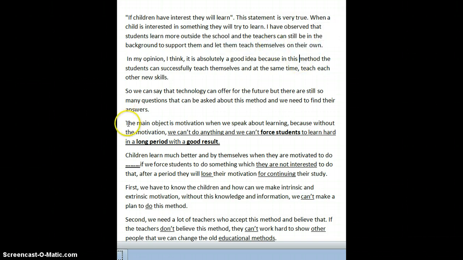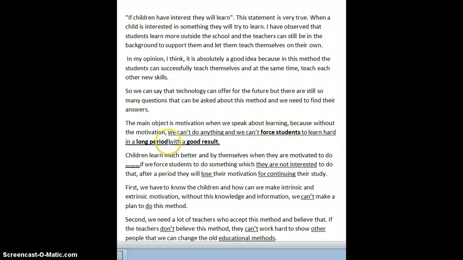Well done. The main object is motivation when we speak about learning, because without the motivation we can't do anything and we can't force students to learn hard in a long period with a good result. This part of the sentence I believe was underlined because first of all of the direction of the apostrophes, which I see have been corrected. Well done. And then if I'm not mistaken, we had another verb here. I think we had the verb impose, and I asked if you could substitute it with a more suitable verb, which you have done. Force students instead of impose students to learn hard.